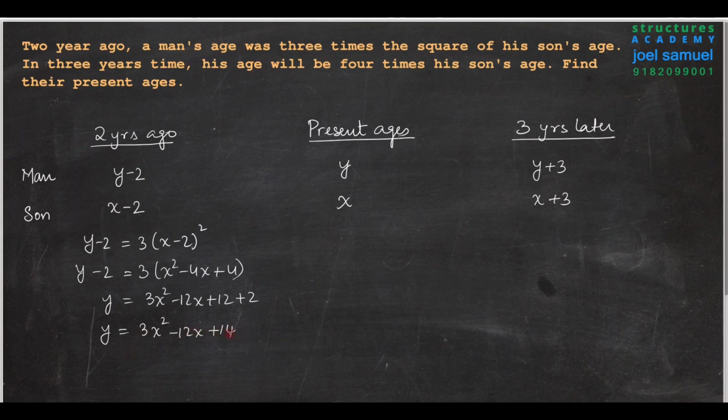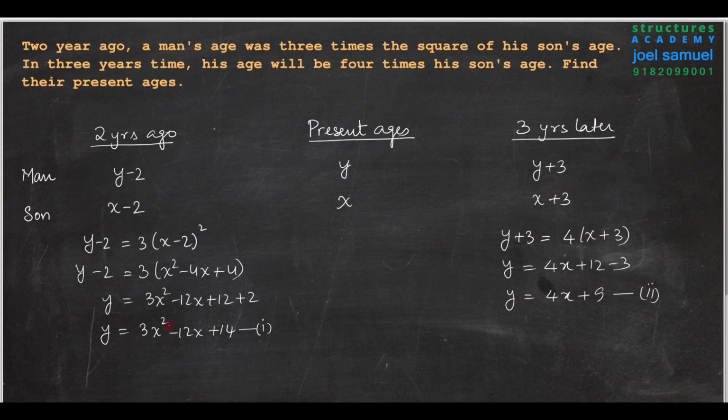So we have a relation between y and x. Let's call this equation number 1. Now if you look at the relation between their ages 3 years later, it says in 3 years' time, his age here means the man's age, will be 4 times his son's age. Now 3 years later, the man's age is y plus 3, and that is going to be 4 times the son's age, that is x plus 3. So here we have y is equal to 4x plus 12 minus 3, or y becomes equal to 4x plus 9. Let's call this equation number 2.